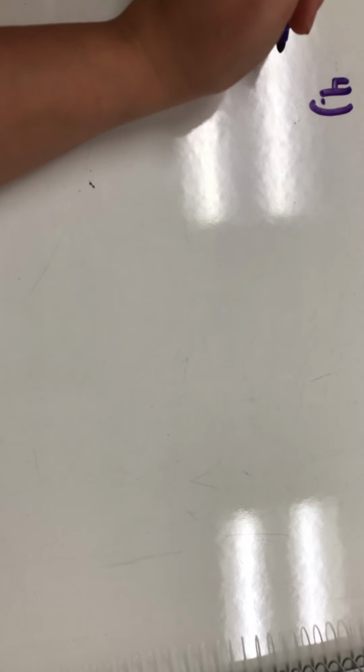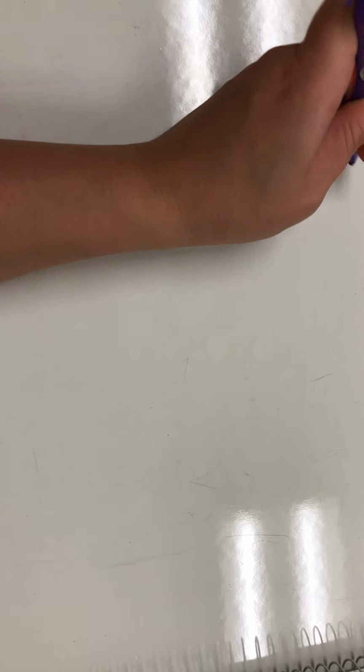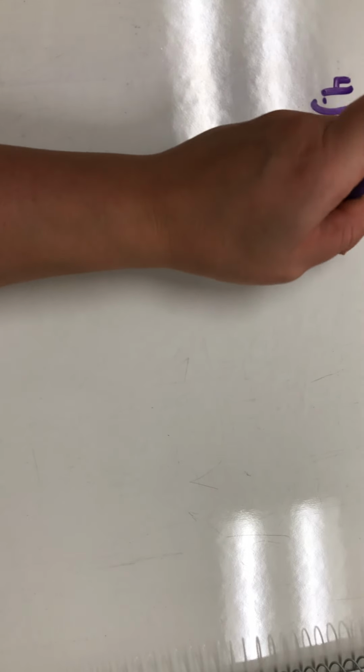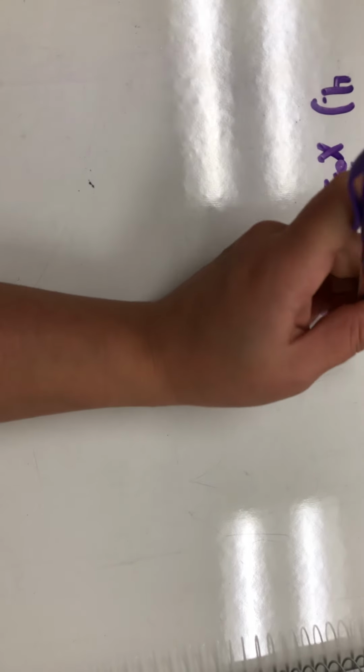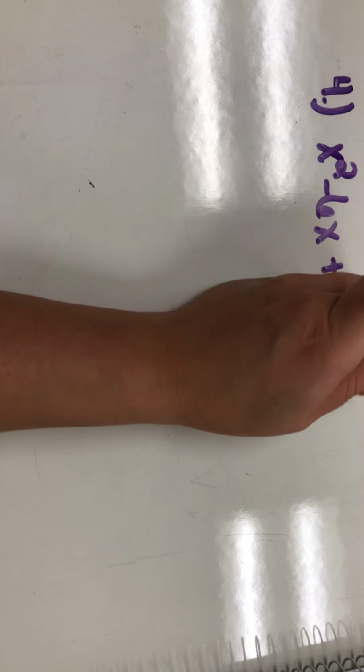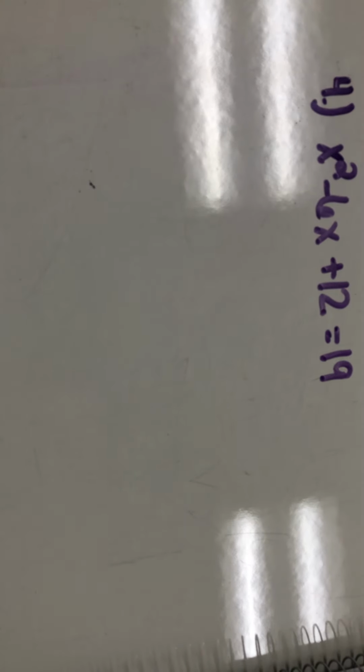Okay, now let's look at example 4 if I can find it. Okay, a little too high. Takes practice. Okay, now I have x squared minus 6x plus 12 equals 19. Okay, just making sure you see it.